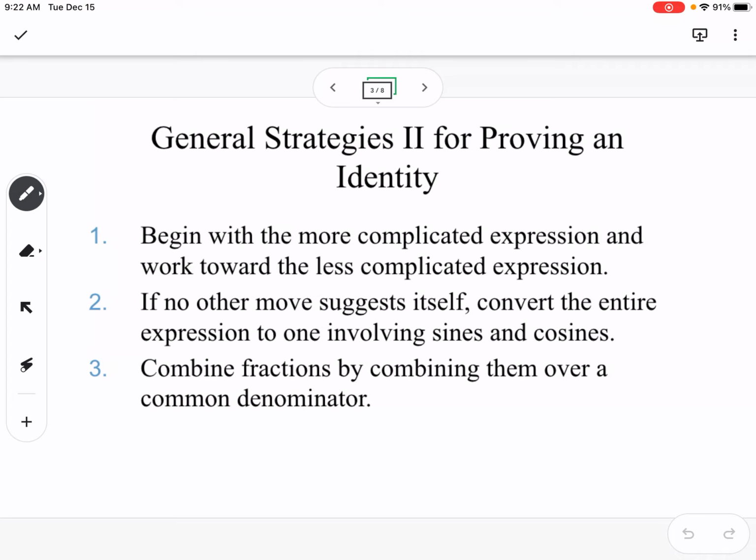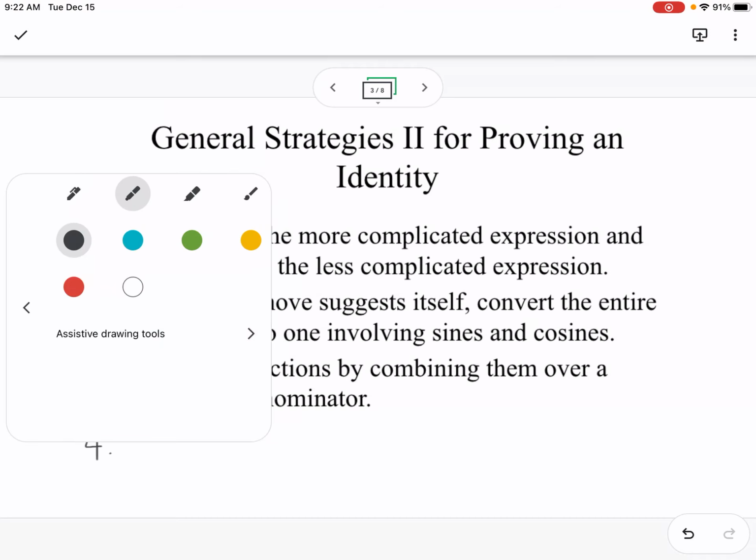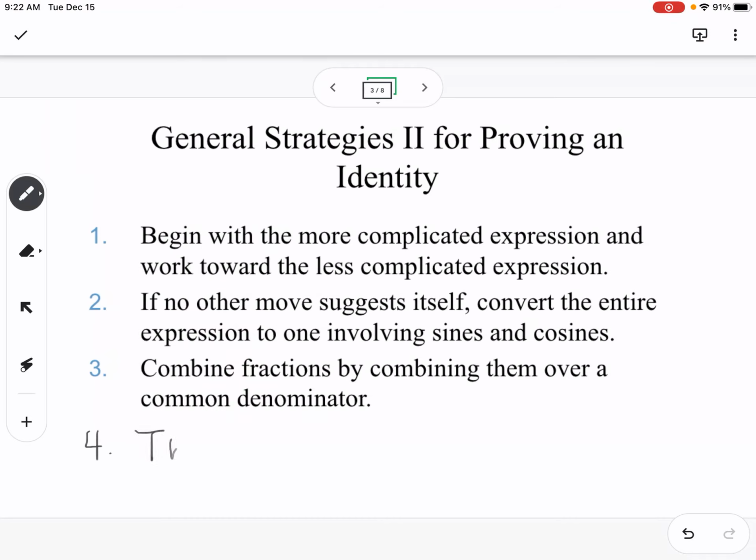I'd like to also add you can break apart fractions into two separate fractions. So look for chances to either combine or separate, depending on what your goal is. And then I'm going to add a fourth one here. And the fourth one is try something.